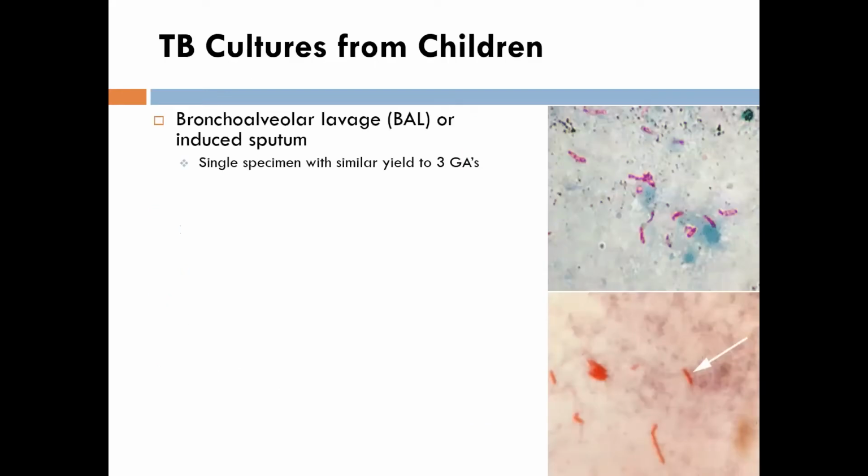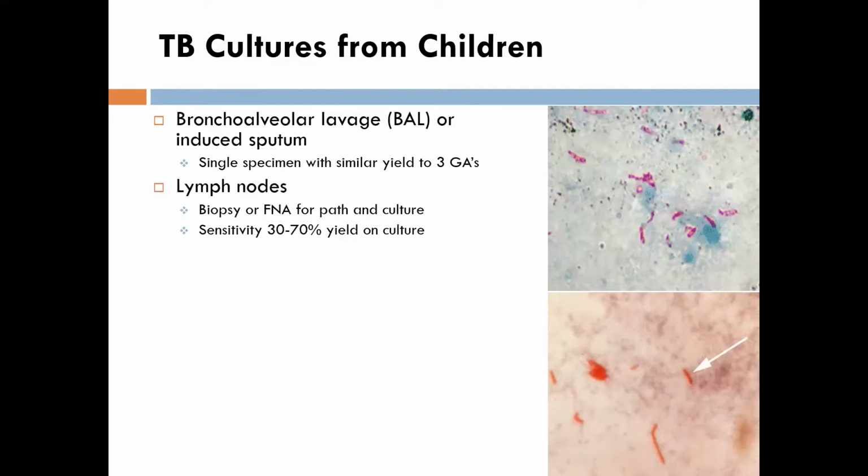Another method, if the child is having sedation or anesthesia for some reason, is a bronchoalveolar lavage. This is just as good as 3 early morning gastric aspirates and is helpful in children that require sedation. From lymph nodes, you can either do an excision or an FNA, fine needle aspirate, and you want to send for path and culture. The literature says between 30 to 70% yield. My personal experience has been more like 20 to 30%. And I think it's because we mostly get fine needle aspirates from these patients, so it's a relatively small sample.